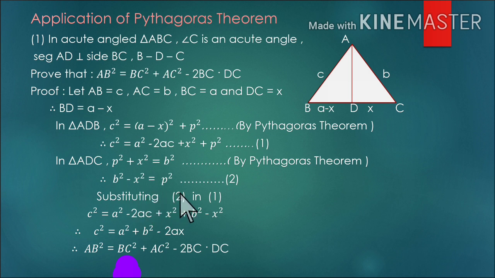Now, substitute 2 in equation 1. We get C square is equal to A square minus twice AC plus X square plus B square minus X square. Plus X square minus X square, cancel it. Therefore, C square is equal to A square plus B square minus twice AX. That is, AB square is equal to BC square plus AC square minus twice BC into DC. This is for acute angle triangle.